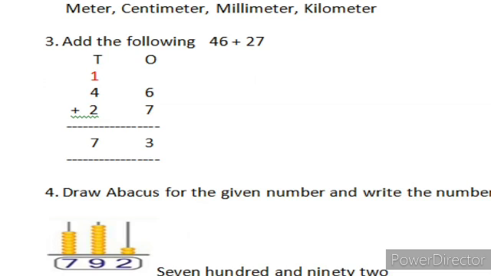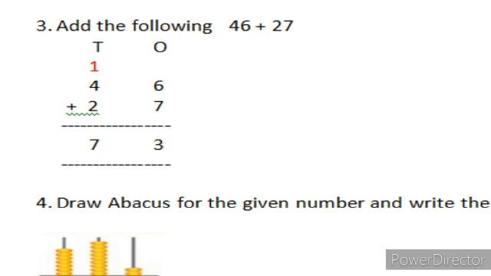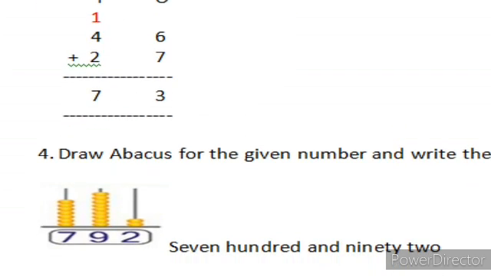Now we are going to move to question number 3. Add the following. 46 plus 27. Tens, ones. So while doing addition, we should start from ones place. So 6 plus 7, 13. Write 3 here, 1 carry over to tens place. Move on to tens place. 1 plus 4 plus 2 is equal to 7. So the answer is 73.